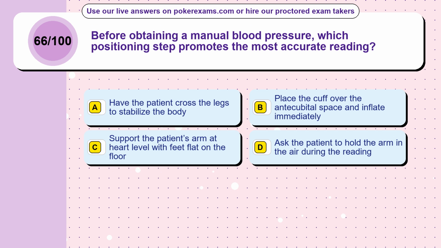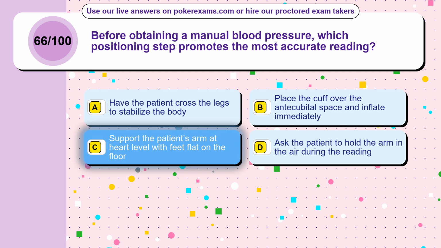Question 66. Before obtaining a manual blood pressure, which positioning step promotes the most accurate reading? Option A. Have the patient cross the legs to stabilize the body. Option B. Place the cuff over the antecubital space and inflate immediately. Option C. Support the patient's arm at heart level with feet flat on the floor. Option D. Ask the patient to hold the arm in the air during the reading. The correct answer is option C.